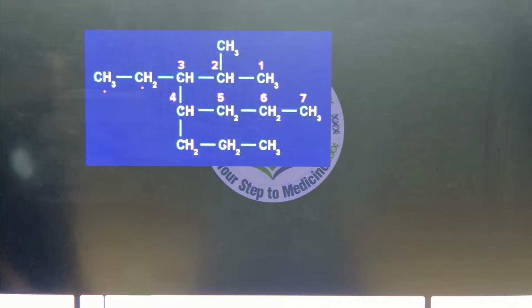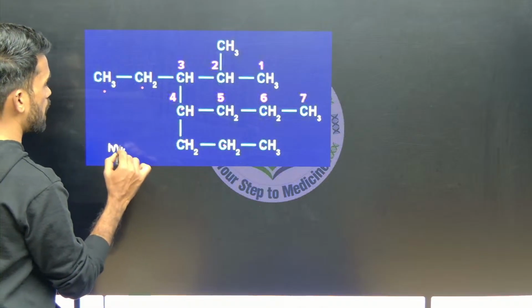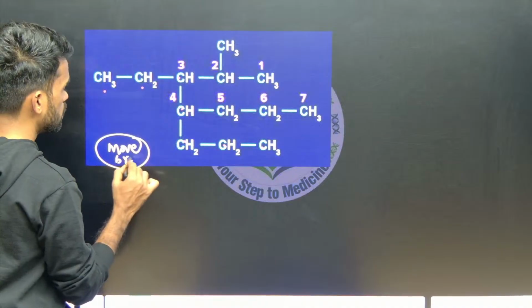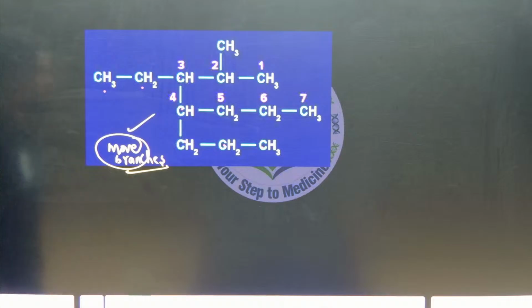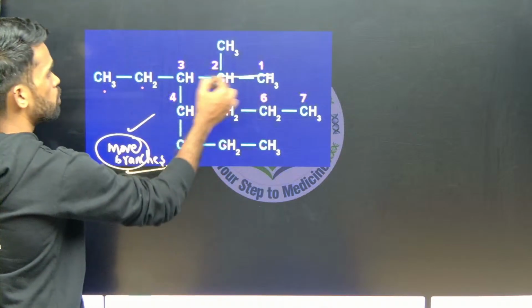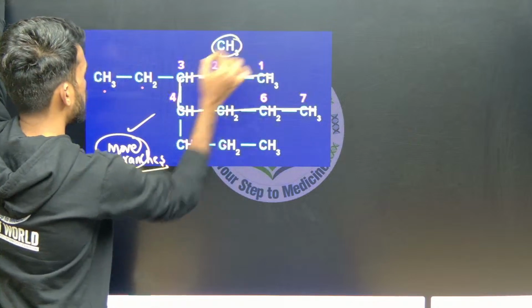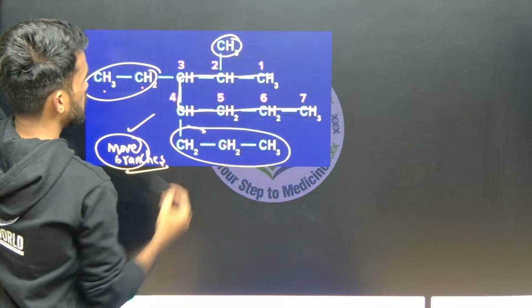But what I told you, the one which has more number of branches will be the actual, correct parent chain. See, 1 branch, 2 branches, 3 branches we have. If I consider this one, I have only 2 branches, which means it is an incorrect one right now. So consider the chain with more number of branches as your parent chain. Now after considering that, write its IUPAC name.